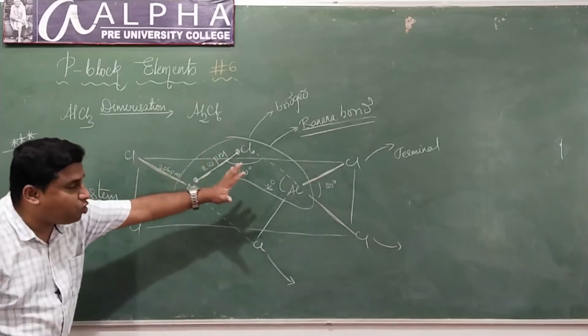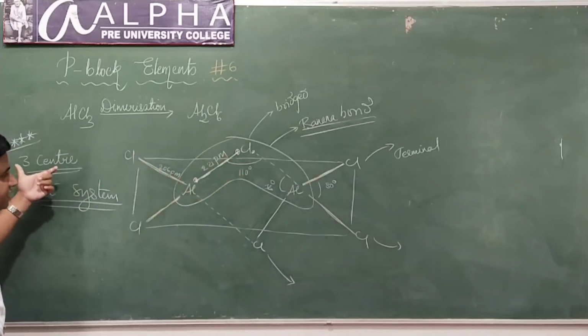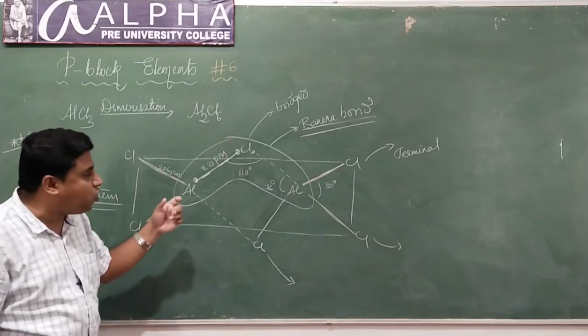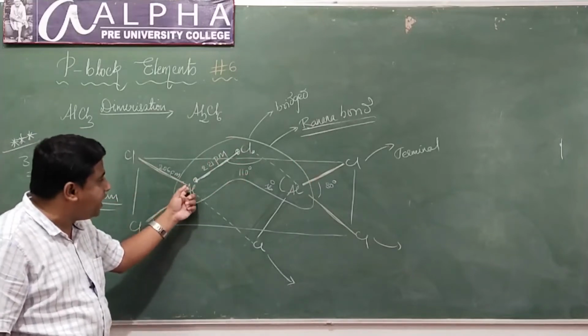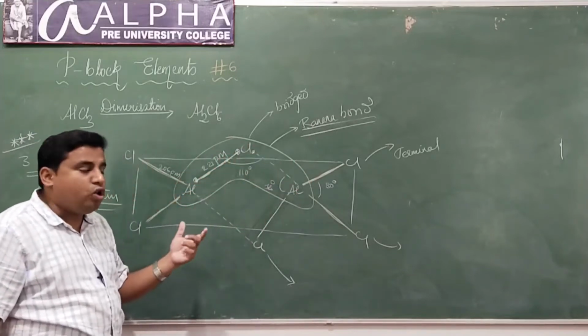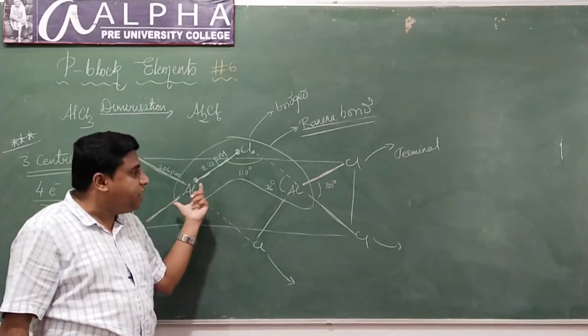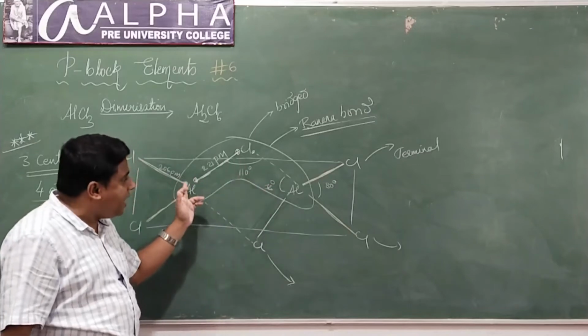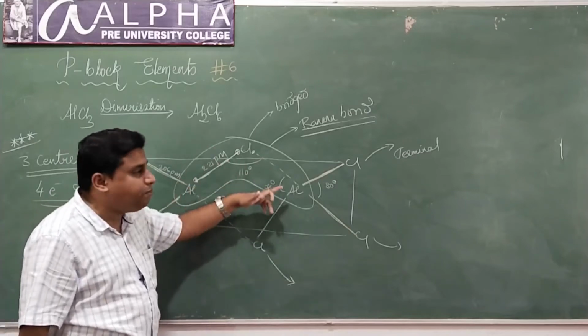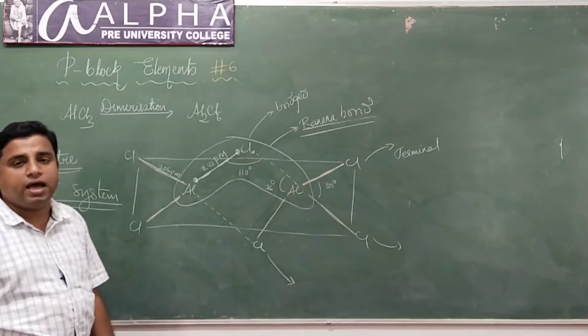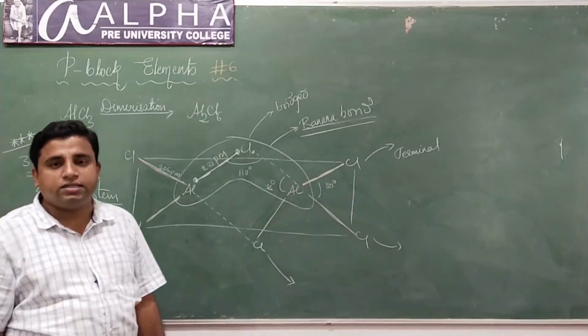So what is this system known as? What is this structure called? 3 center 4 electron. 3 center because there are 3 shared atoms, isn't it? AlCl, Al, and 4 electrons between these two electrons, between these two electrons, therefore it is 3 center 2 electron. And what do you call this bond? A special type of bond. This bond is called what? Banana bond. Understood?